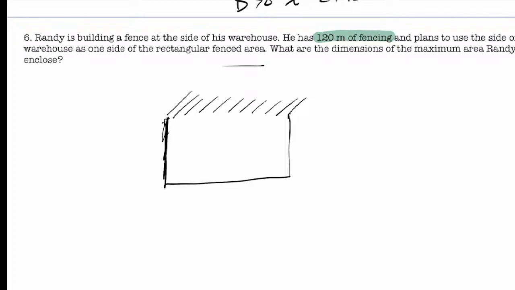So this question here, you've got this guy Randy building a fence, the side of the warehouse. So he's using one of the sides. So it's kind of like what we already talked about. But with this question here, these are x's and this is y. This is going to be my y for this question. And I know the perimeter of this is going to be 2x plus y. So they tell me in the question that I have 120 meters of fencing to work through. So 120 is 2x plus y.